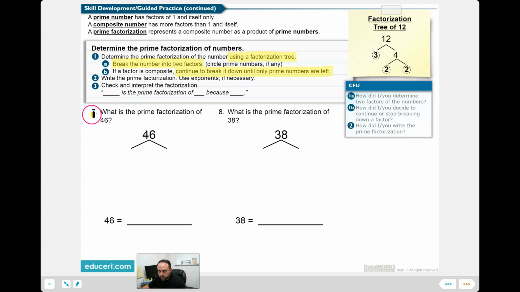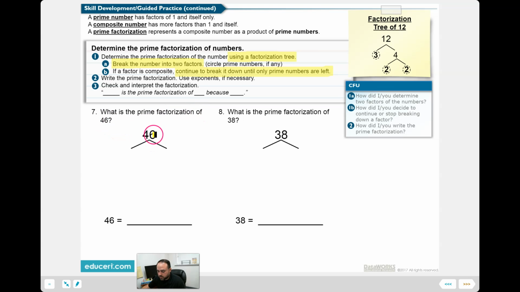Practice problem number 7. For step 1, let's read the text that has been highlighted. Ready? Read. Using a factorization tree, break the number into 2 factors. Continue to break it down until only prime numbers are left. Let's read problem 7. Ready? Read. What is the prime factorization of 46?